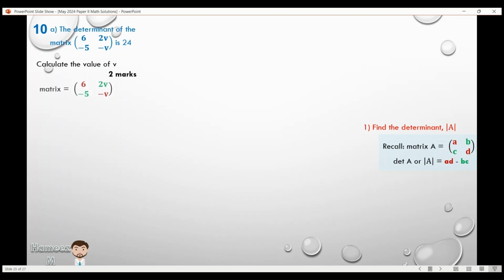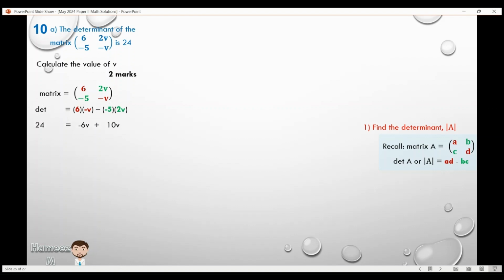So let's do the same thing here. This matrix is 6, 2v, minus 5, minus v. And if we want to find the determinant of that, it will be the red 6 times minus v, minus what's in green, minus 5 times 2v. And from the information given above in part A, we know the determinant is 24, so we can substitute.